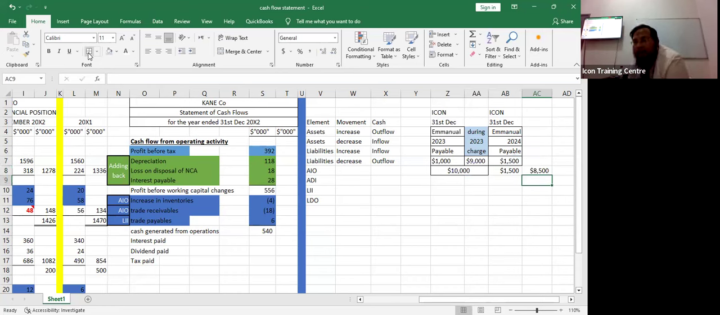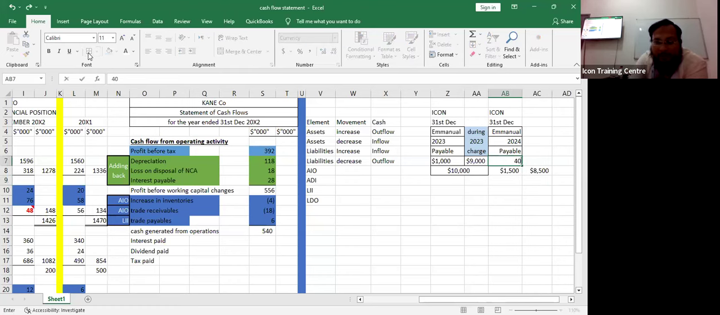Okay. If Icon Training Center calls you and says you still have 4,000 payable with us, then how much have you actually paid? If you put 4,000 here, it gives you 6,000.